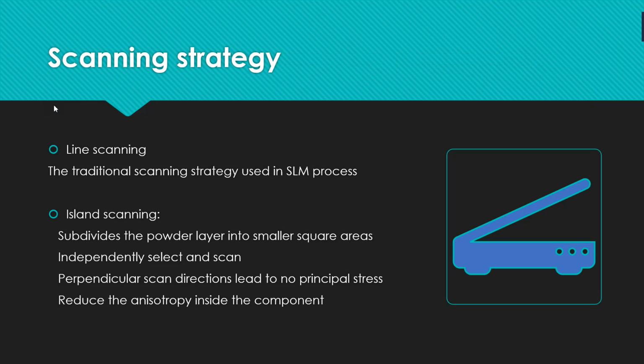As a result, the applied scanning strategies should also be mentioned. The most common strategies used in SLM are line scanning and island scanning. Compared to the traditional strategy, the island scanning strategy is considered to be the most effective one to control the residual stress. The island scanning strategy subdivides the powder layer into smaller square areas. In the scanning process, each island can be regarded as an area where the scanning strategy can be selected independently. Generally, the scanning directions of adjacent islands are perpendicular to each other, so that each layer of powder has a track that sweeps along multiple directions, so that there is no principal stress in one direction, thus reducing the anisotropy inside the manufactured components.